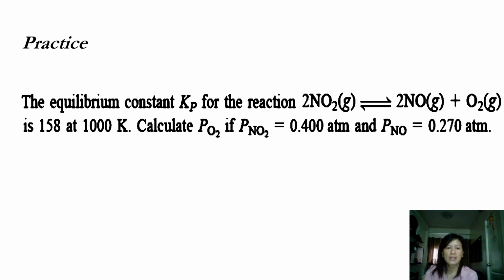You can do this to practice. The equilibrium constant for the reaction of 2 moles of nitrogen dioxide decomposing to 2 moles of nitrogen monoxide and 1 mole of oxygen gas is 1.58 at 1000 Kelvin temperature. Calculate the equilibrium partial pressure of oxygen if the equilibrium partial pressure of nitrogen dioxide is 0.400 atm and the other reactant NO is 0.270 atm.